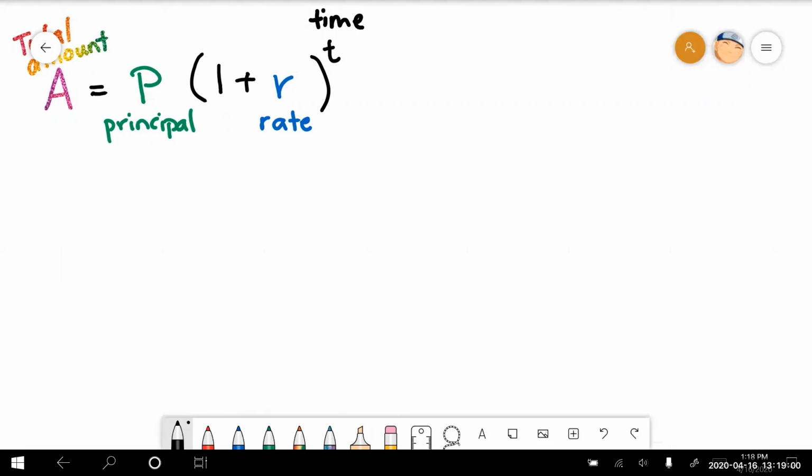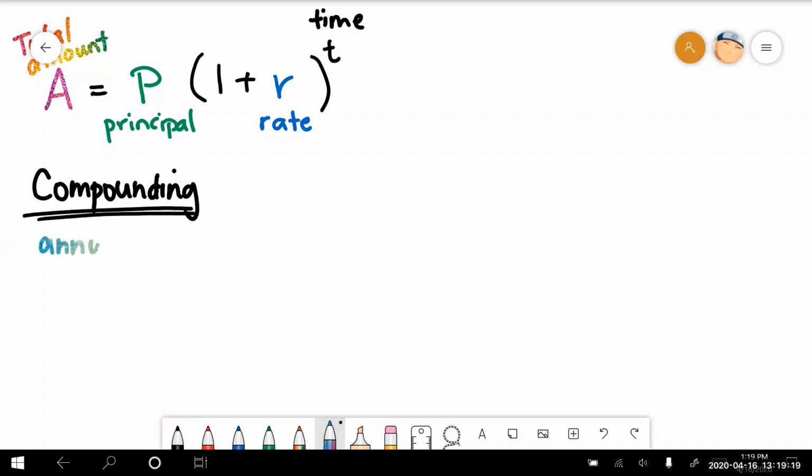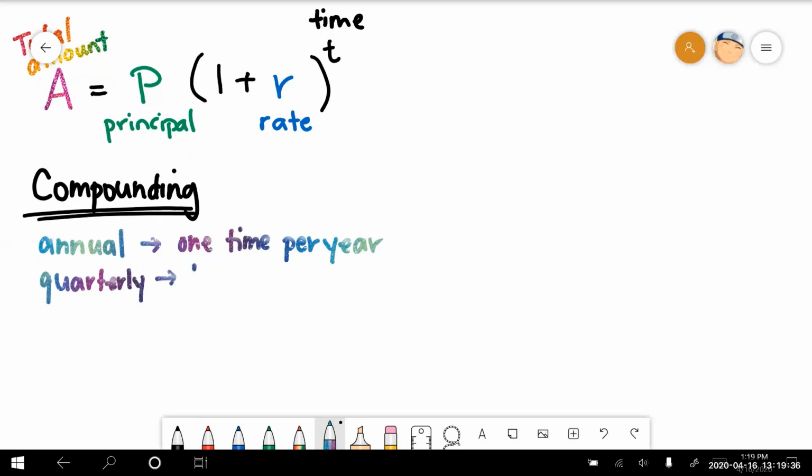There is a situation where banks compound annually, and that means they apply the rate once a year. So we'll talk about compounding. There's annual, where they apply the rate one time per year. There's also quarterly, where they take the quarters of the year, which means they do it 4 times per year.